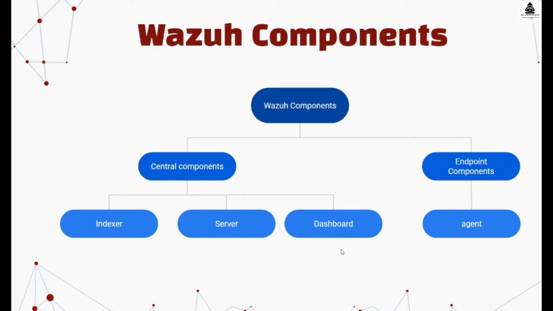One thing: Wazuh is the upgraded form of OSSEC. OSSEC is another security tool. Wazuh is the upgraded form of OSSEC, and it gives you more features than OSSEC.